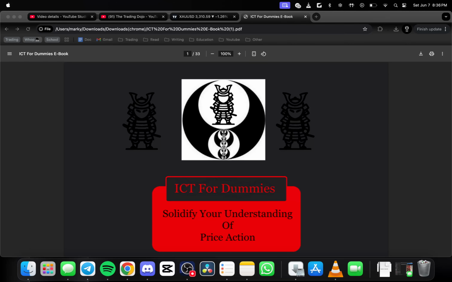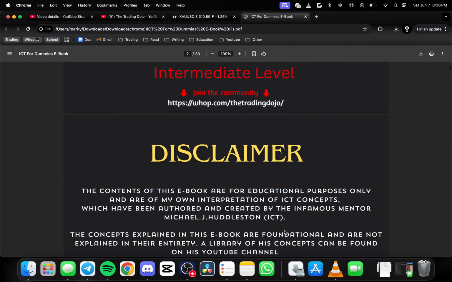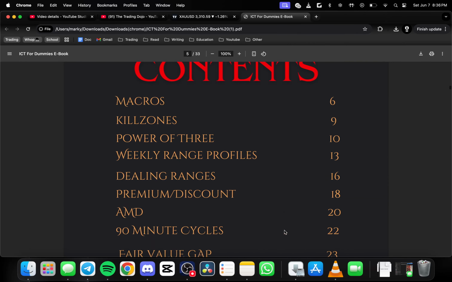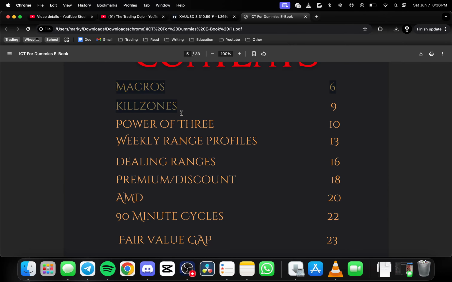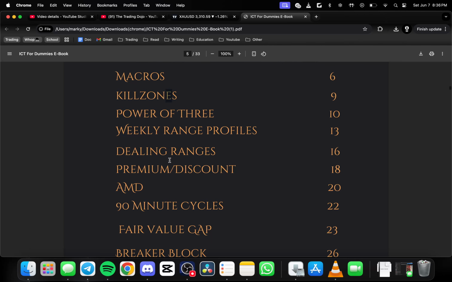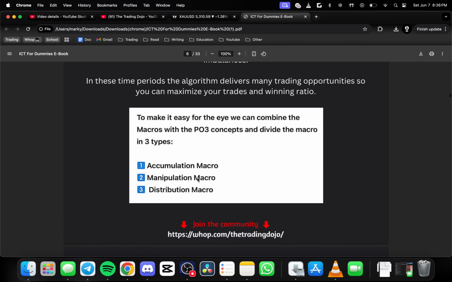I'm just going to be going over my ICT for Dummies book. I haven't looked at it in a while, so I honestly don't even remember what I put in here. I'll just fill in the blanks on whatever I'm still using, or anything that I left behind. So just to start off, the first thing is going to be macros and kill zones, which both have one theme in common, and that theme is time.